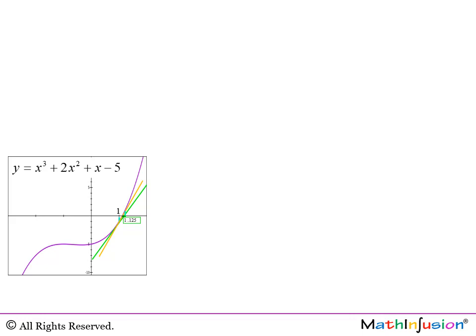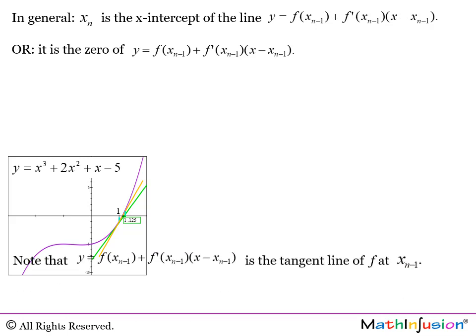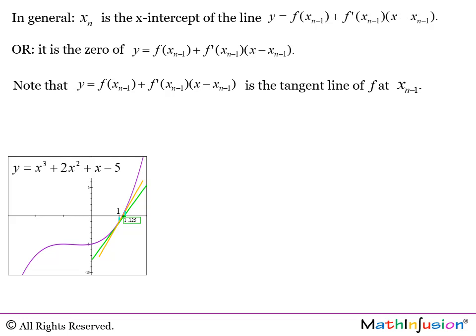This process can really continue for a very long time. In general, the next value of x is going to be just the intercept of the line that is given by y equals f of x, the one before, plus f prime of the x before, times x minus the x before. Or you can realize again that what we did is we every time find the 0 of the linear approximation using the previous value of the x.